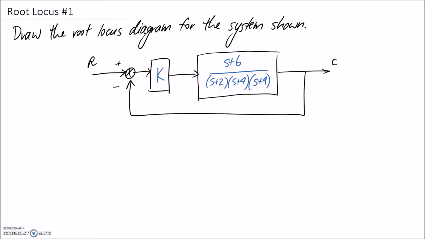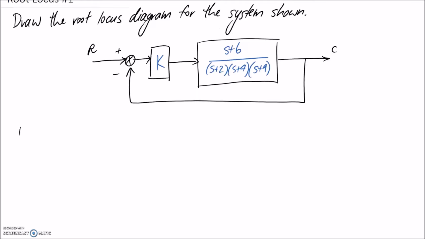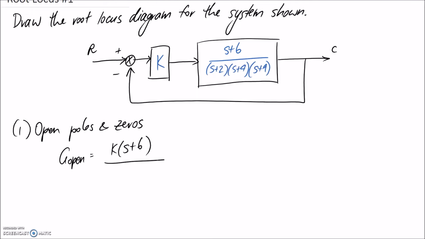So I'm going to follow through the steps that I did in the recap video for root locus. The first step is to identify the open loop poles and zeros so that we can plot them on our diagram. For that we need to know what our open loop transfer function is, and that's fairly easy to get off our system. The open loop is when we're just considering what's on the top line, not what's in the feedback. So we're going to have just K outside of S plus 6 over S plus 2, S plus 4, S plus 9.